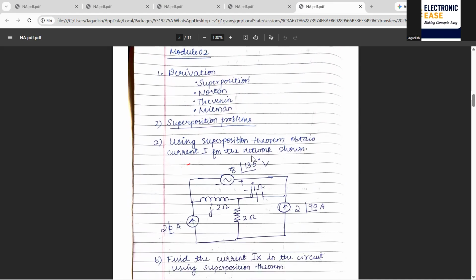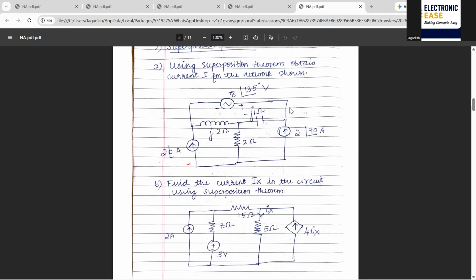Using the superposition theorem, you need to find the current I, students. You should know how to convert polar to rectangular and rectangular to polar in this kind of problem. Superposition theorem means the current is equivalent to the algebraic sum of the currents. You do one source open circuit and one closed, and try to solve, because two currents are given. So you do it.